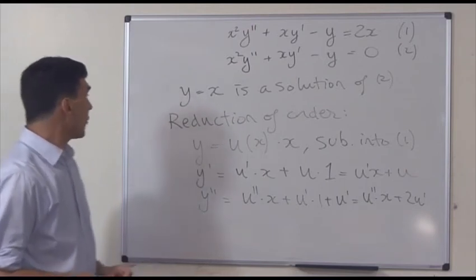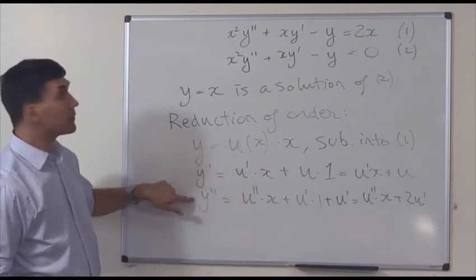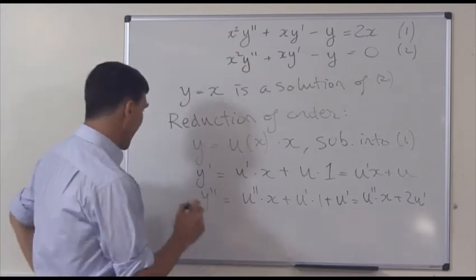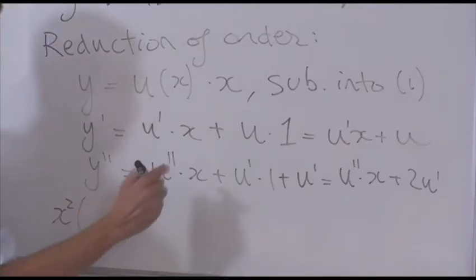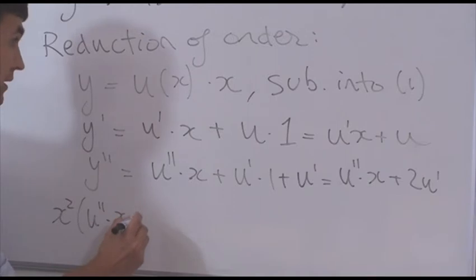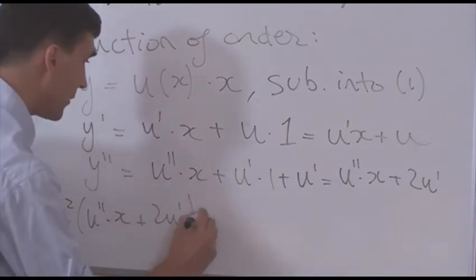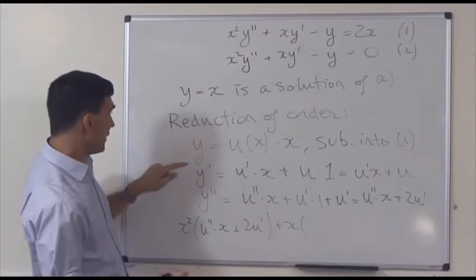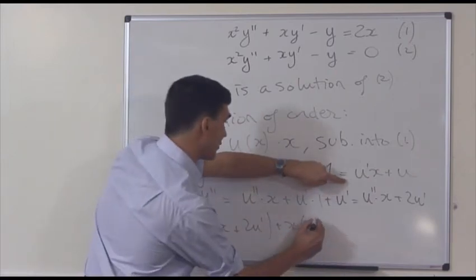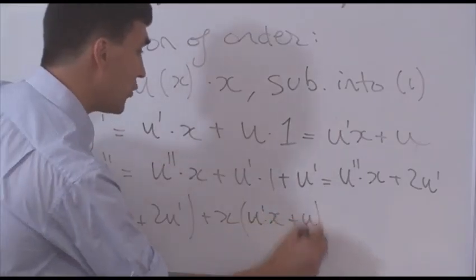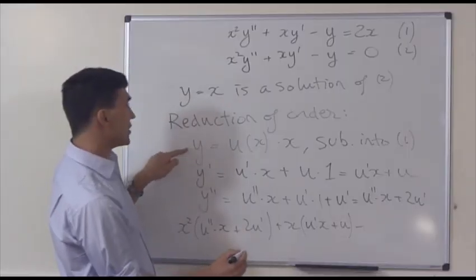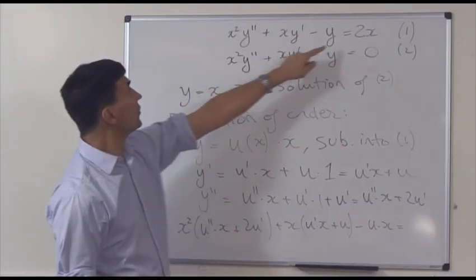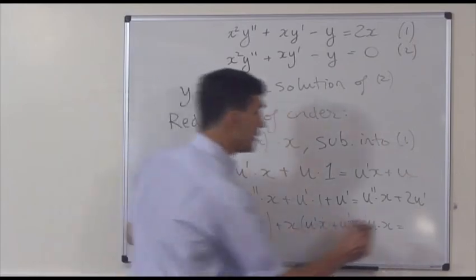Having got that, we can now put this expression for y double prime in here, and y prime in there, and y in there. And what do we get? Well, we get x squared times u double prime times x plus 2u prime, plus x times, okay, so now we need y prime, which is here, so that is u prime times x plus u, minus y, which is u times x, and all of that is supposed to be equal to the right-hand side of that equation, which is 2x.